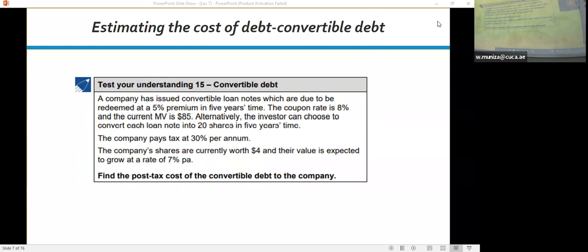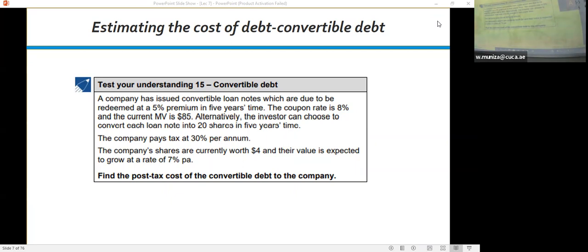Now let's do Test Your Understanding number 15. The requirement of the question is to find the post-tax cost of the convertible debt to the company. All the other things remain the same. You will simply calculate the IRR as we have done in the previous question, but you first compare both options, the cash option and the conversion option. Whichever is higher, you select that.